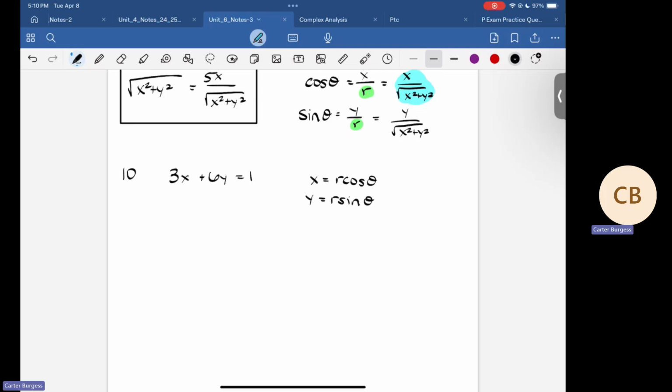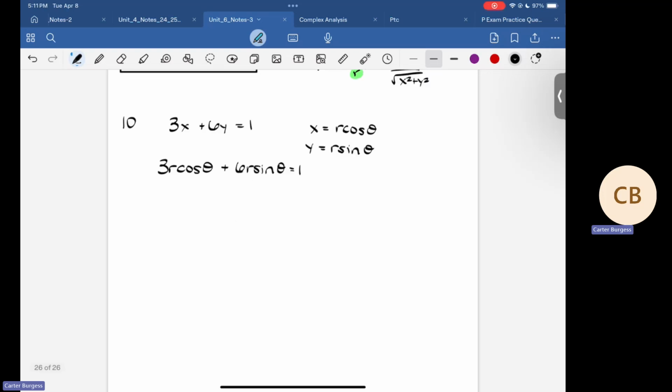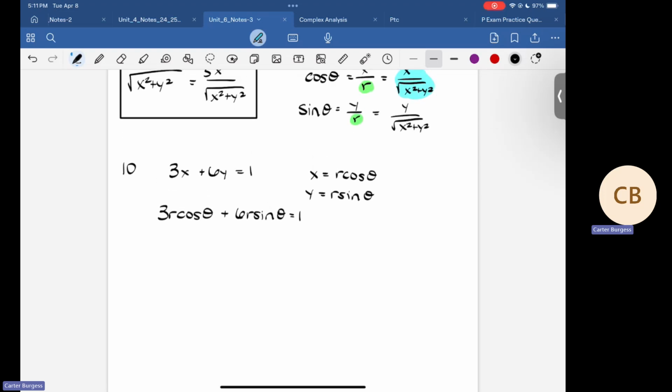And so in this case, this will be 3r times cosine of theta plus 6r times sine of theta is equal to 1. Sometimes you would solve for r here. I do not need you to. That's great. We have no more x's and y's, just r's and thetas. Perfect.